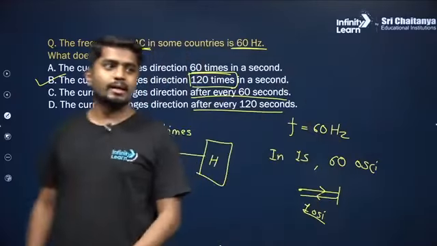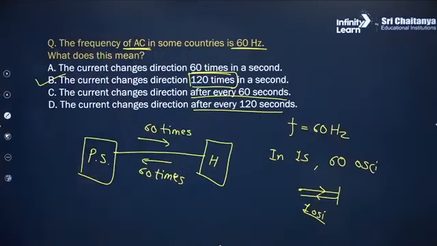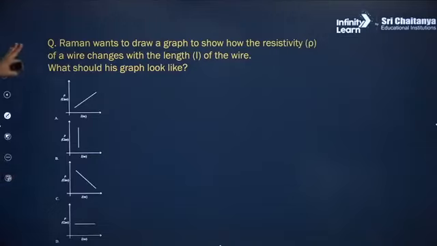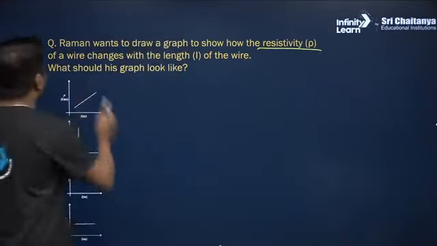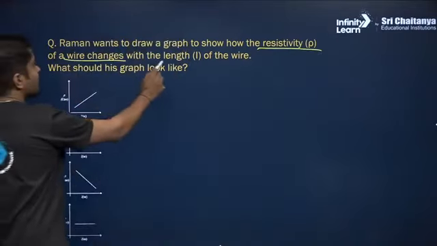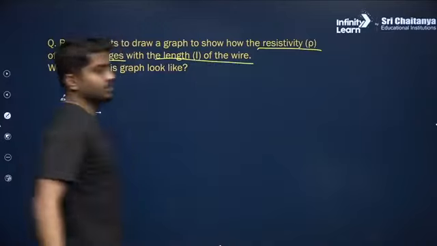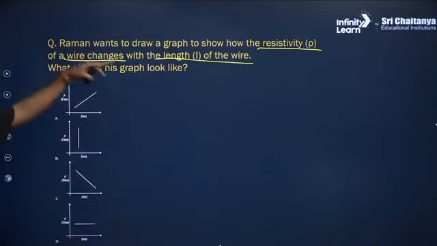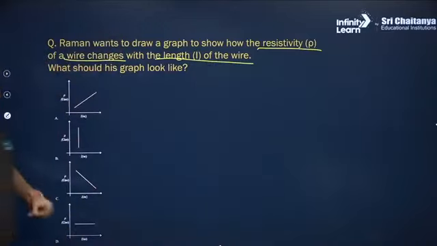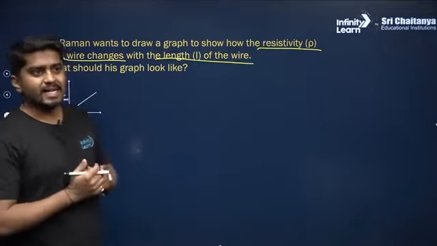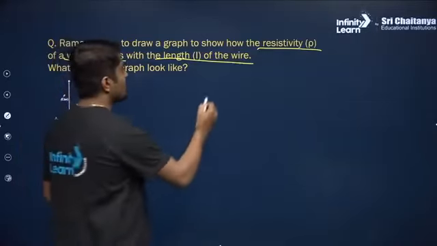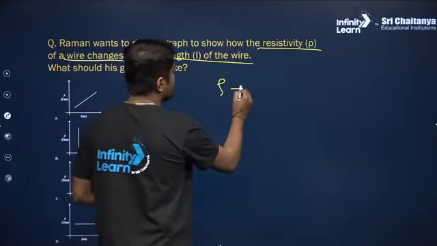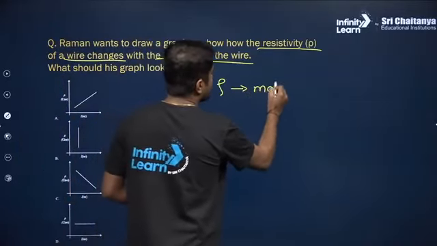Okay, great. So let's go to the next question. Raman wants to draw a graph to show how the resistivity of a wire changes with the length of the wire. Okay, how the resistivity changes. So now, do you know what is resistivity? Resistivity is going to be a material property. So rho is the material property.